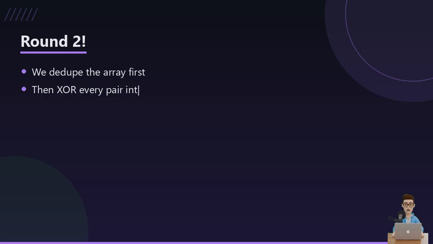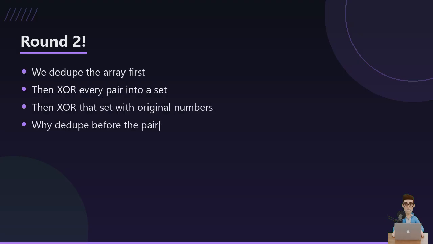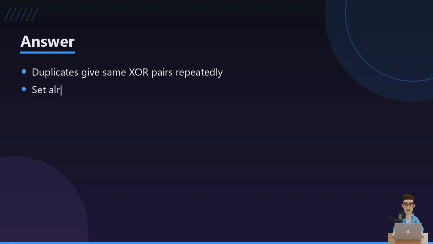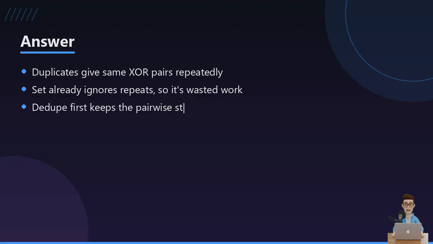Second one: why do we dedupe the array before computing pairwise XORs? Pause and think about what duplicates would do. Give it a second. Duplicate values just recompute XOR pairs you already have. The set throws them out anyway. Deduping first skips that wasted work.